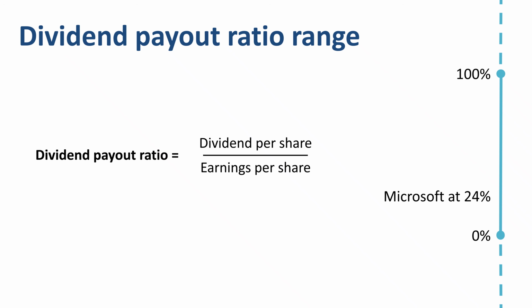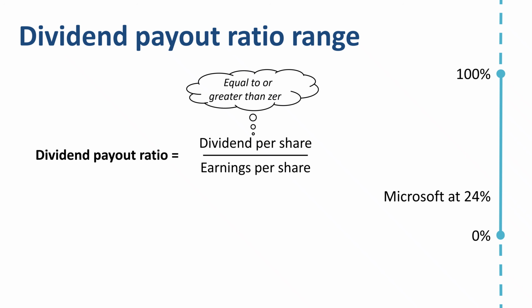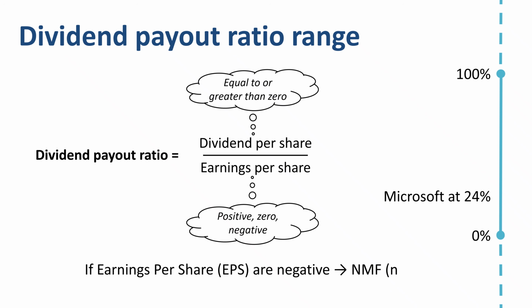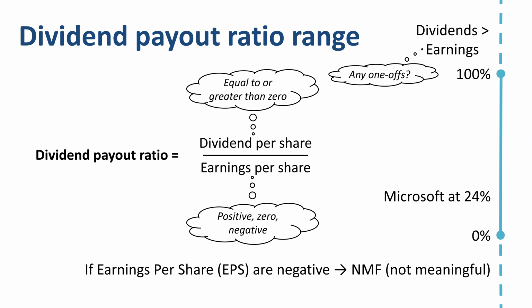What about the outliers? Let's look closely at the dividend payout ratio calculation. Dividends per share have to be equal to or greater than 0. Earnings per share can be positive, 0, or negative. If earnings per share are negative, then the outcome of the dividend payout ratio calculation is not meaningful. If dividends are bigger than earnings, then the dividend payout ratio is higher than 100%. This tends to be an unusual situation, for example, when a company has non-recurring special items in their income statement, such as goodwill impairment, that brought down the level of net income.